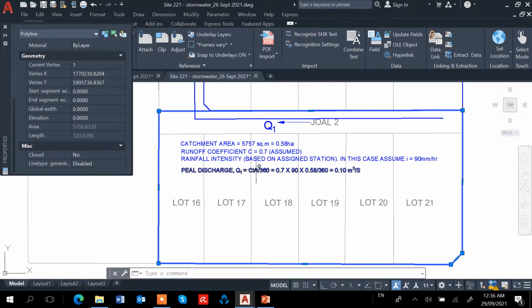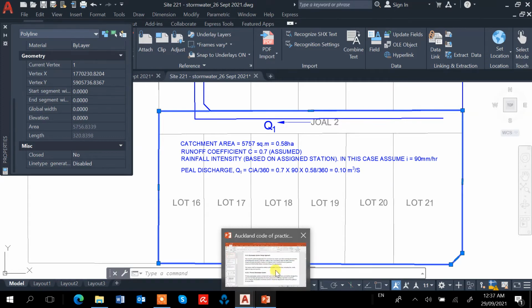The rainfall intensity, here I just assume to be 90. I think I'll show you how to get the rainfall intensity. This is a primary system, and the primary system is the stormwater pipe. We have a secondary system, which is probably just the road. The road serves as a secondary water flow path. So we only design for the primary system.